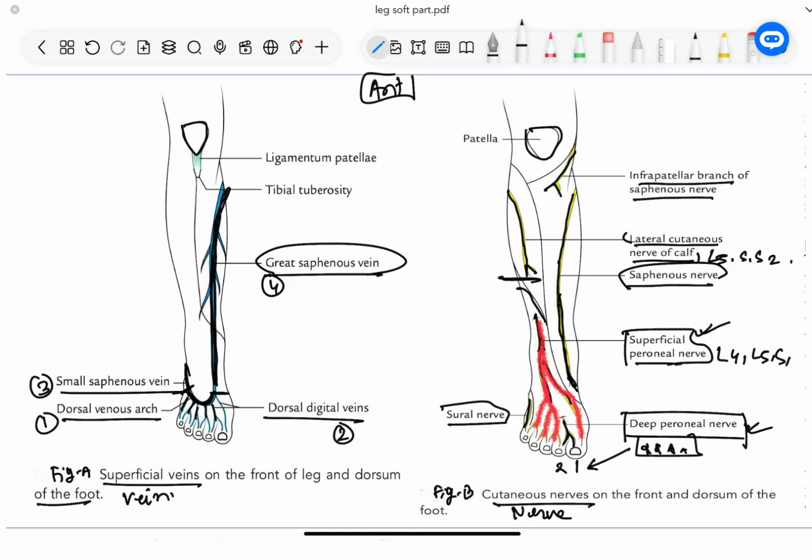If the question wants to ask an MCQ, they can ask you either toward the most lateral aspect or between the web space of the first and second toes. That is a little bit unique point we have to remember.